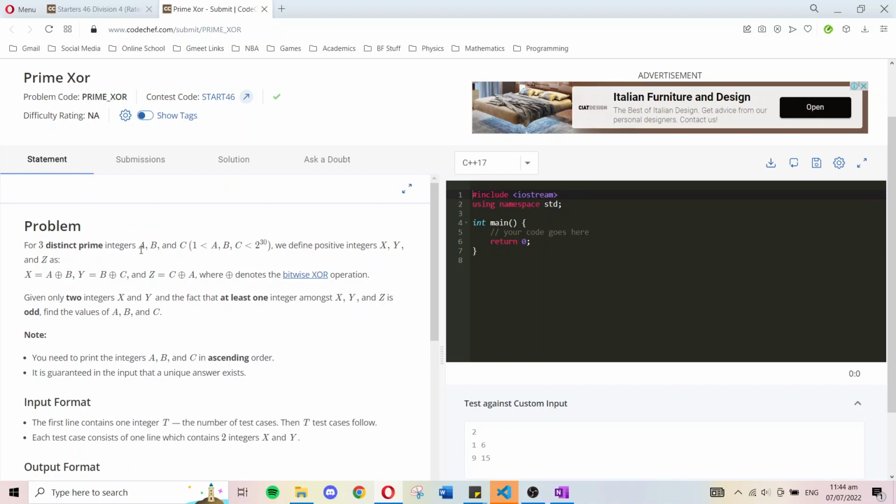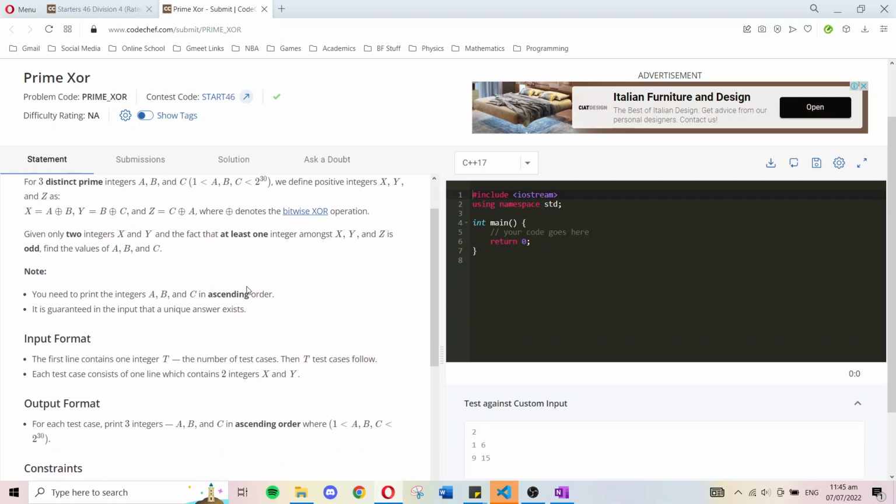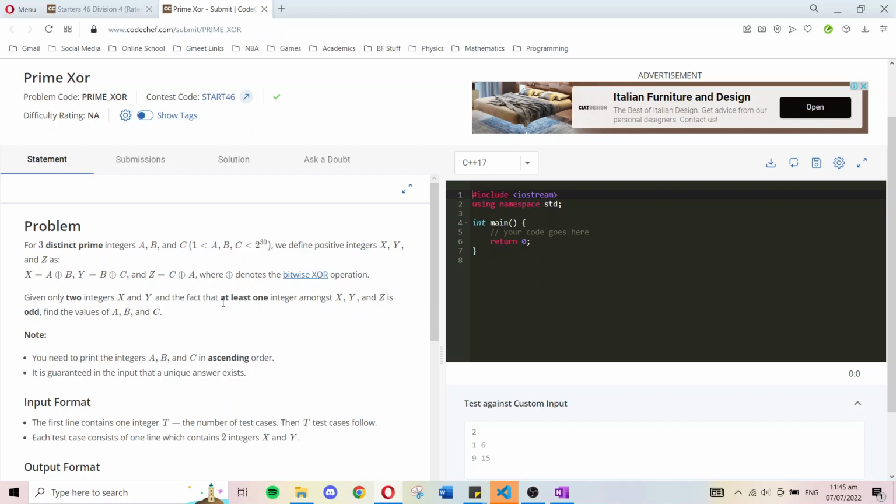Okay, so basically you have three distinct prime integers a, b, and c, but you're only given x and y, which are a XOR b and b XOR c, respectively. You also have this z, which is c XOR a, but you're not given that. And then you want to find a, b, and c. And the given is that at least one integer among x, y, and z is odd.